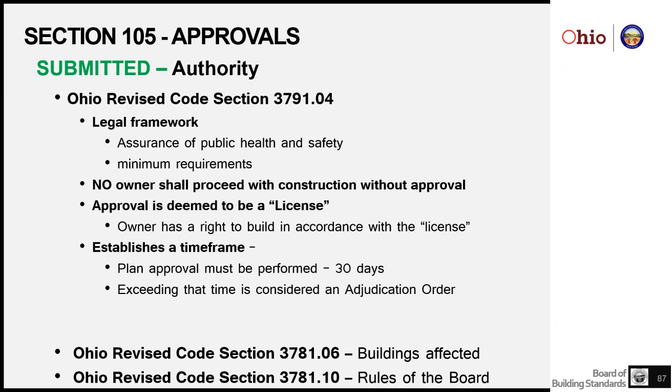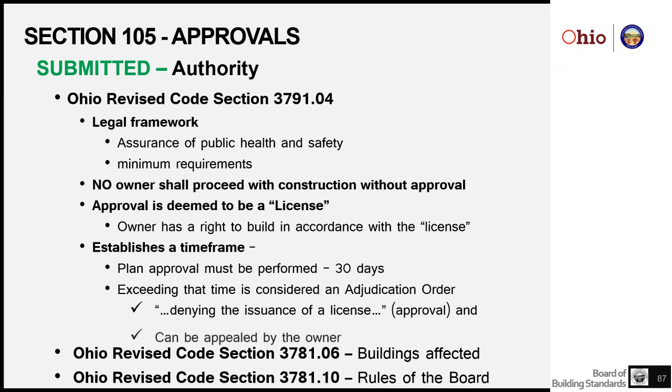So plan approval must be performed in 30 days. The owner submits that document, the building department has 30 days to issue an approval, or if they are going to exceed that, the statute actually says that it is considered an adjudication order denying issuance of that license or that approval, and the owner can appeal that adjudication order. That's kind of what the statutes say.